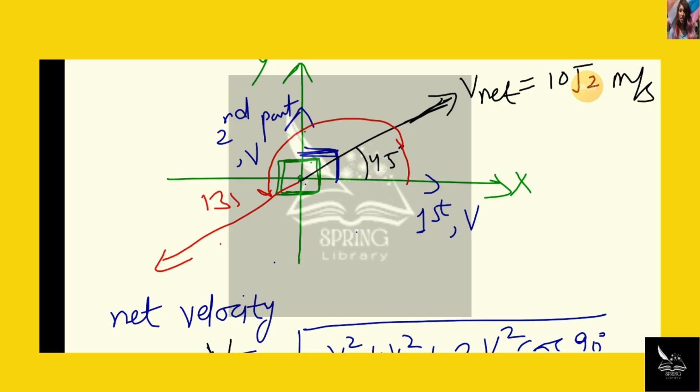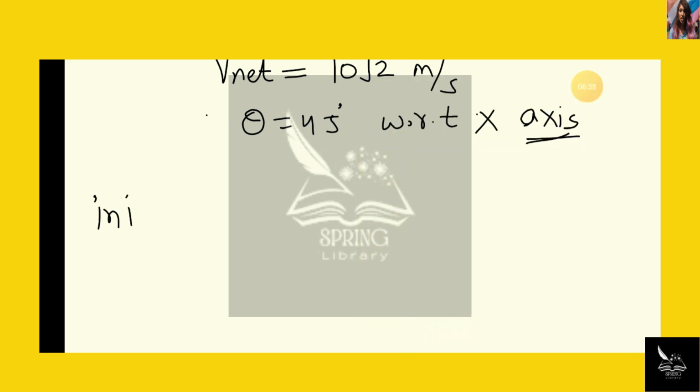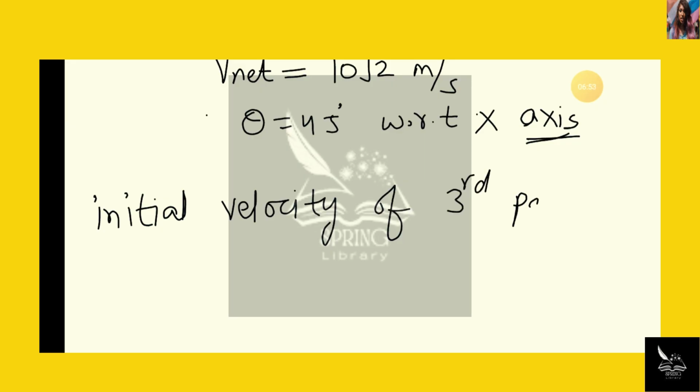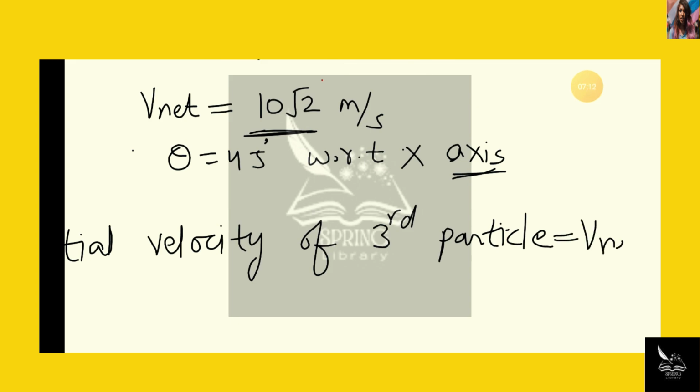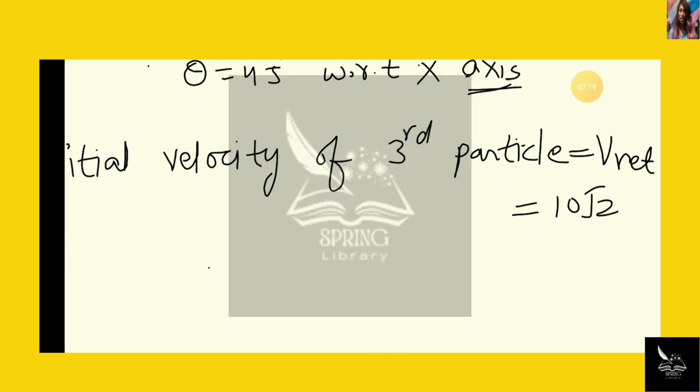So after getting the value of v net, because the center of mass is not changing, the initial velocity of the third particle will be equal to v net, the net velocity of the two particles given above. The value is 10 square root of 2, and the third particle makes an angle theta equal to 135 degrees with respect to the x axis.